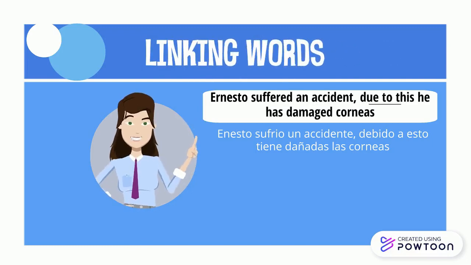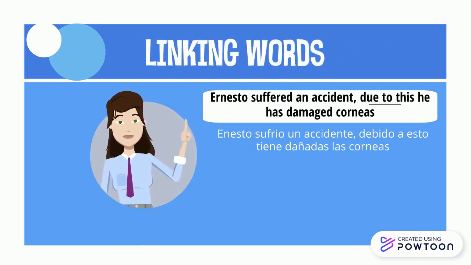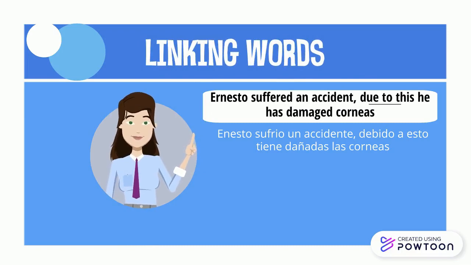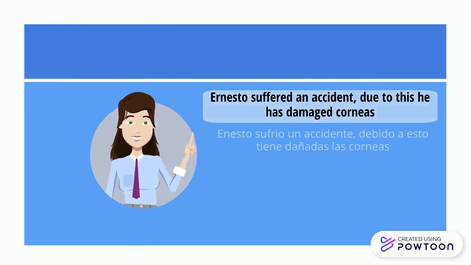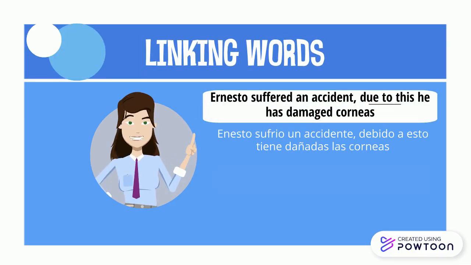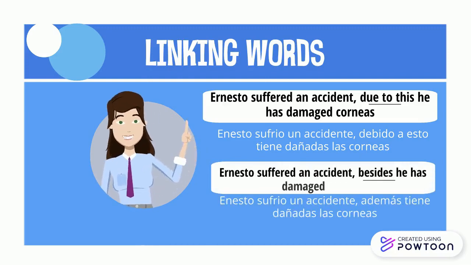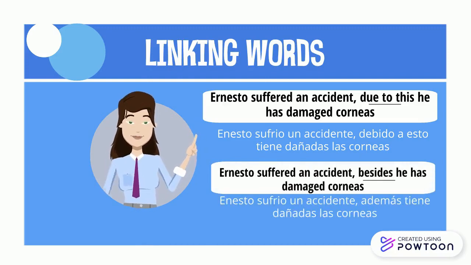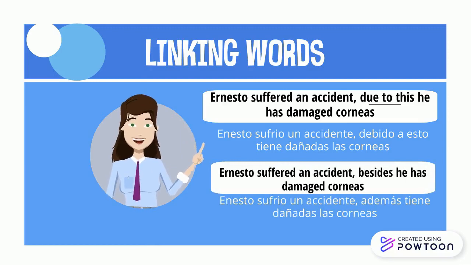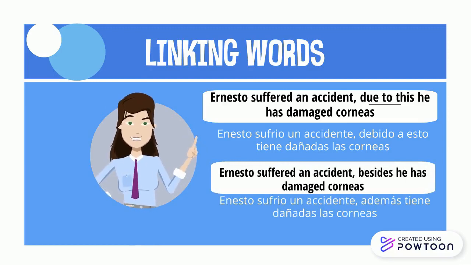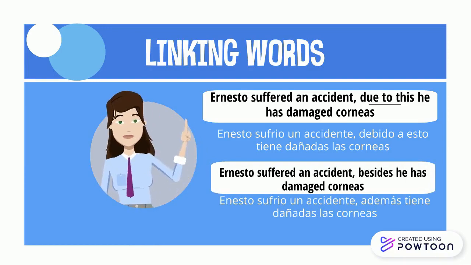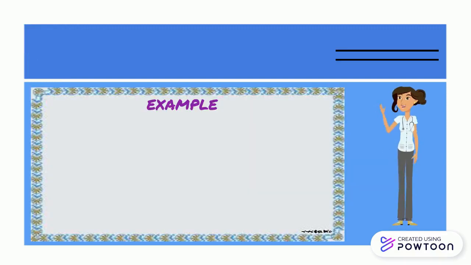Ernesto suffered an accident. Due to this he has damaged corneas. Due to is a connective clause, for the sentence to have coherence. On the other hand, if you use a different connector like besides, an addition connector, the sentence would not make sense. Example: Ernesto suffered an accident, besides he has damaged corneas. Other examples applied will depend on the clauses that can be used.